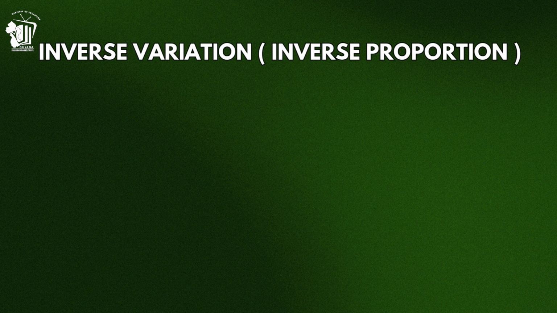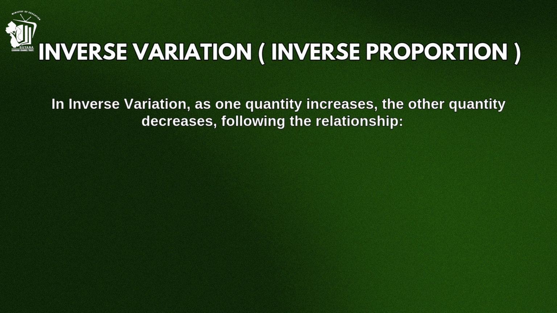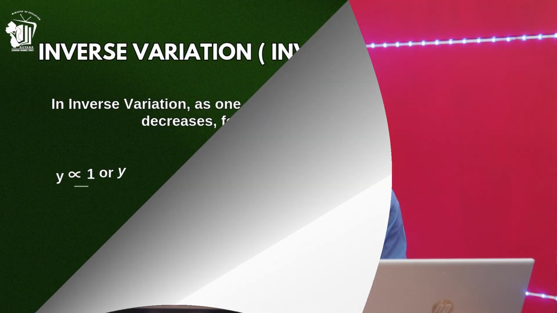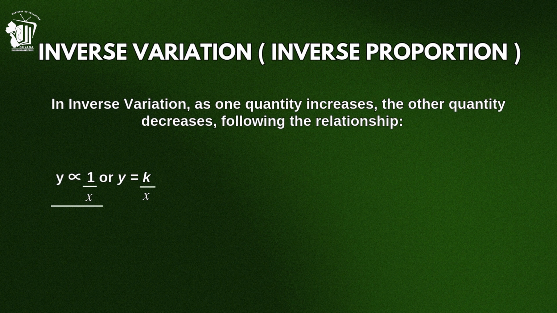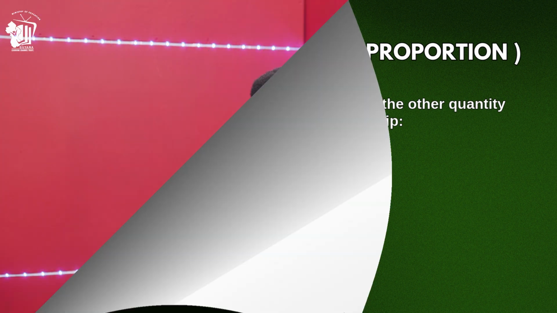So let's move on to inverse variation, or inverse proportion. In inverse proportion, as one quantity increases, the other decreases. This is the inverse of direct proportion. So as one increases, the other decreases. This follows the relationship that this part is saying: y is inversely proportional to x, which is represented as y is equal to k over x. So k, once again, is a constant of proportionality.